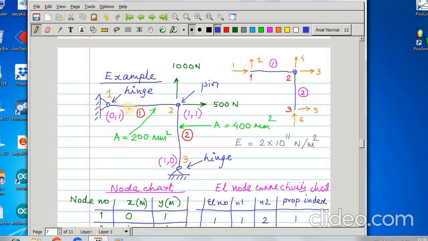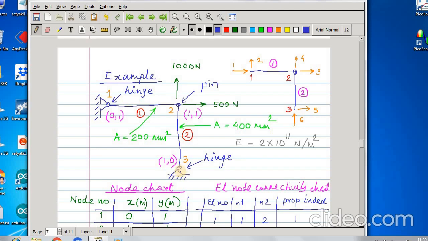So there is no force inside the element. Only the forces are at the nodes. There are forces only at the nodes.